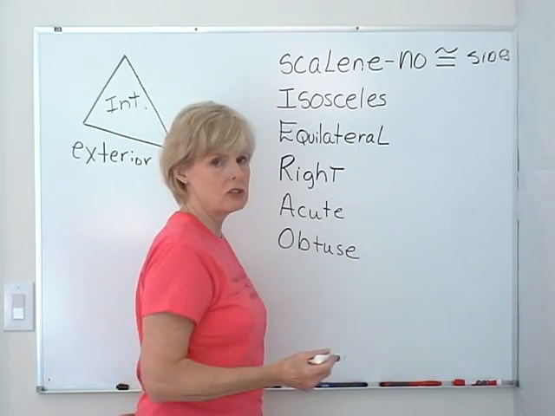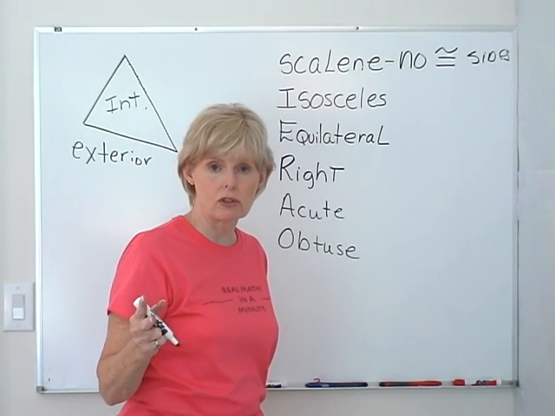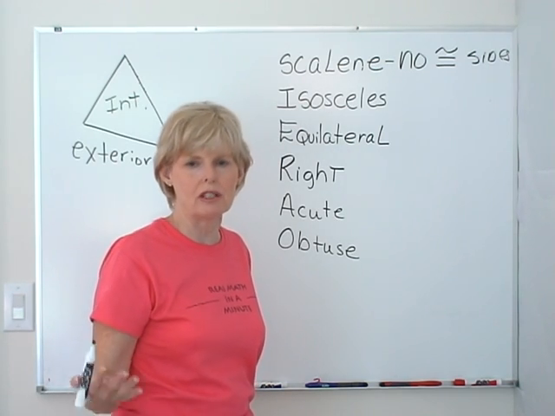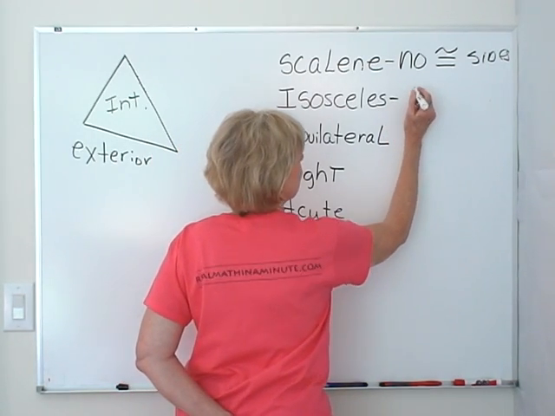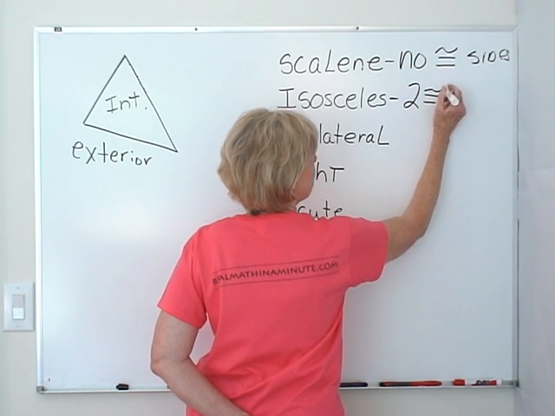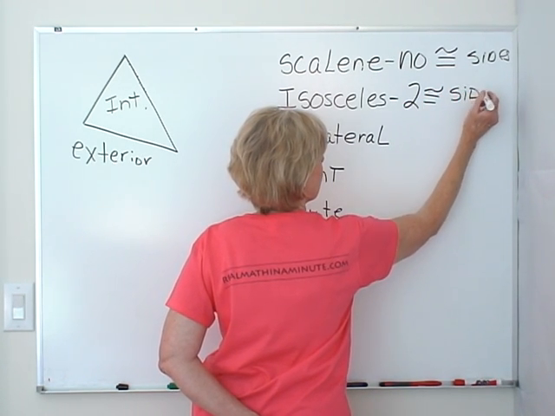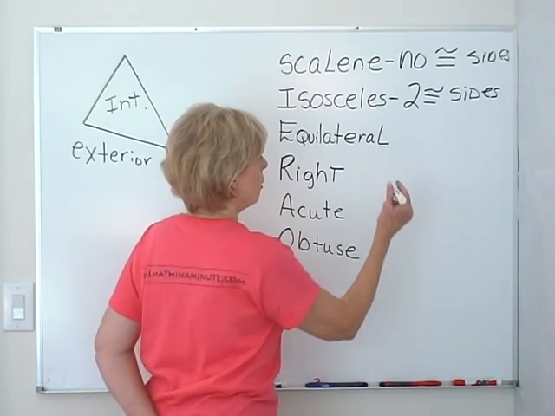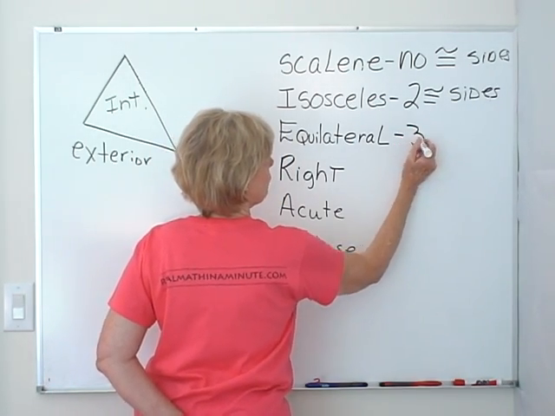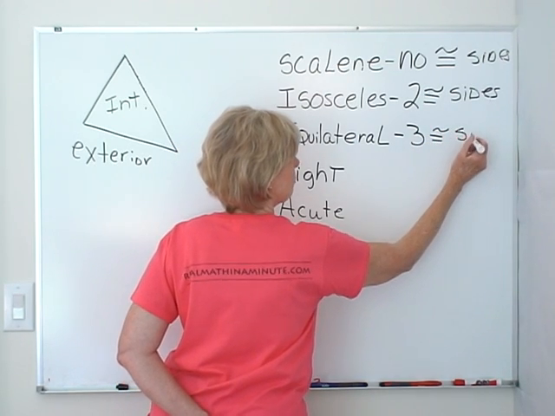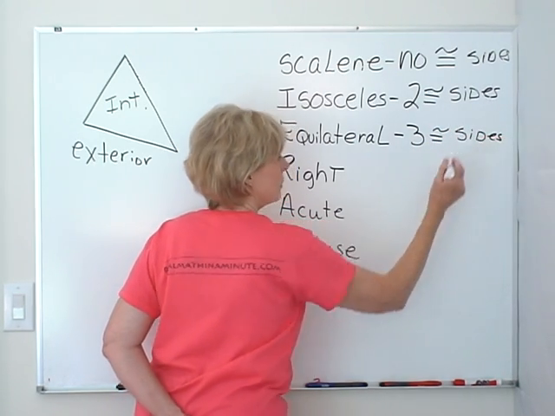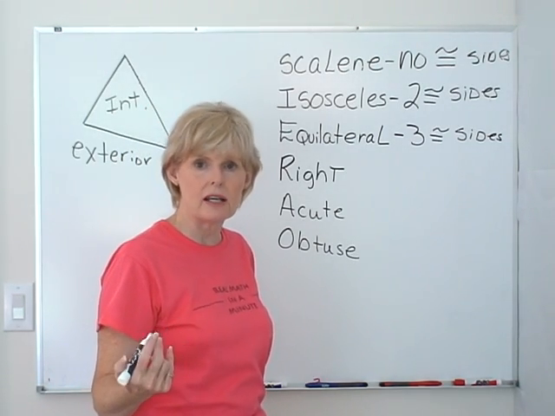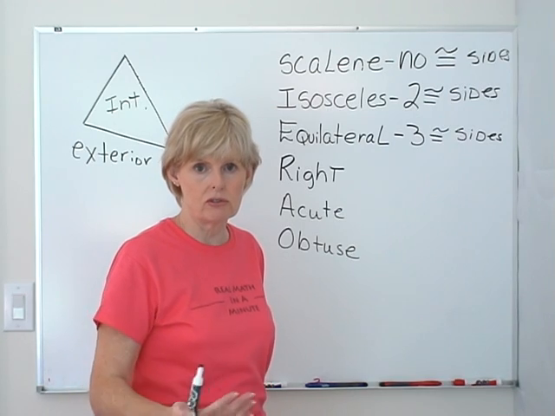An isosceles triangle has two sides that are congruent. Could even have more than two, could have three, but we just say at least two sides congruent. So let's say two congruent sides. An equilateral triangle has three, so they're all congruent. Three congruent sides. And those are the three terms that we use to classify triangles according to sides.